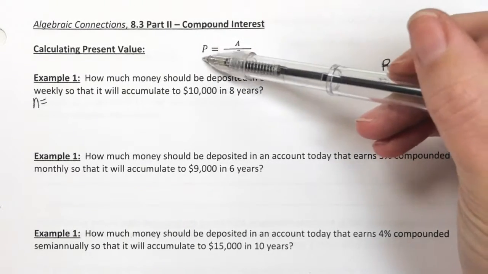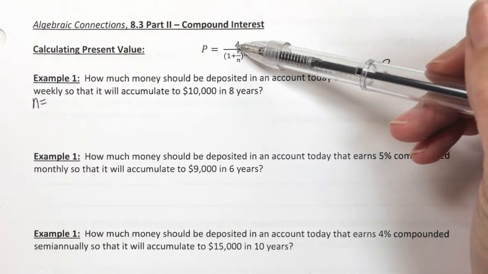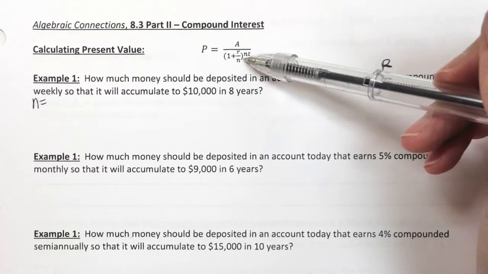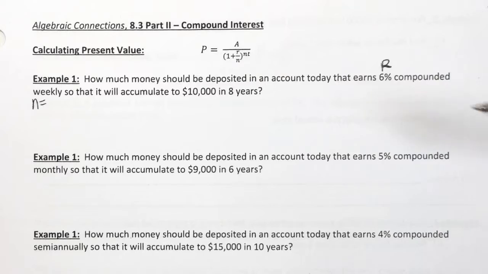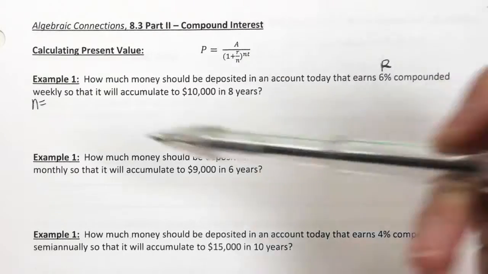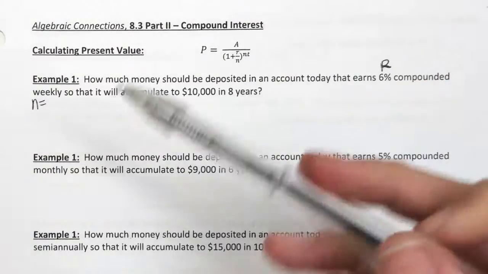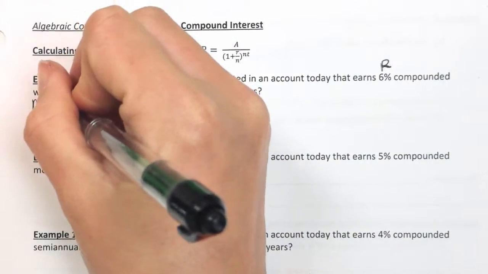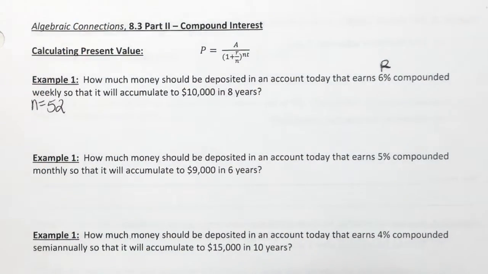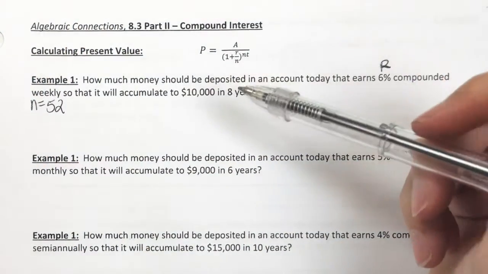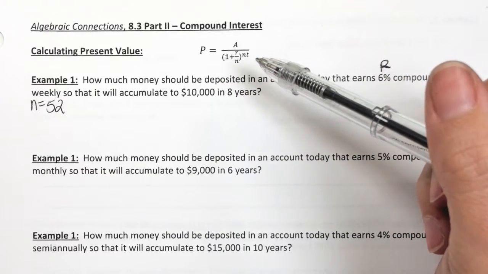That's what the P stands for, is present. A is future value. R is our rate. N is the time that it's compounded. So for example, this was compounded weekly, so our N will be 52 because there's 52 weeks in a year. And then T would be your time in years.